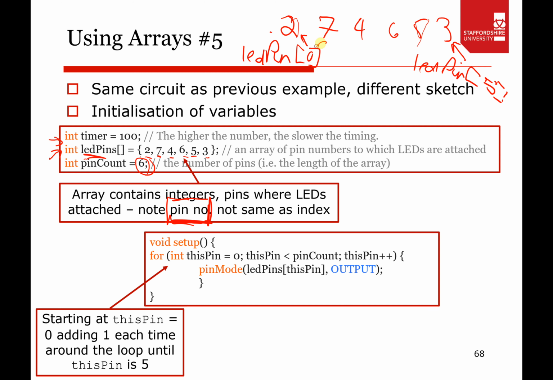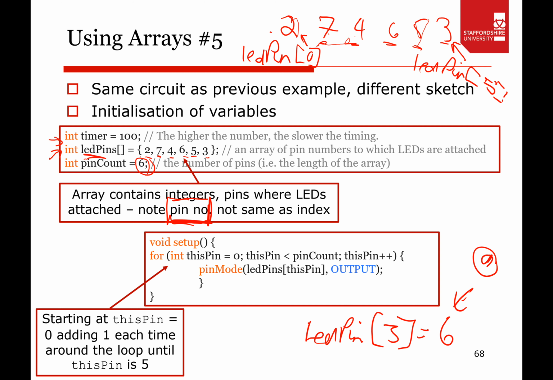0, 1, 2, 3, 4, 5. So LED pin 3 equals what? 0, 1, 2, 3, 6. So that's pin 6. So the LED connected to pin 6 will turn on. I know it's going to turn on, but we haven't got to that part of the program yet.